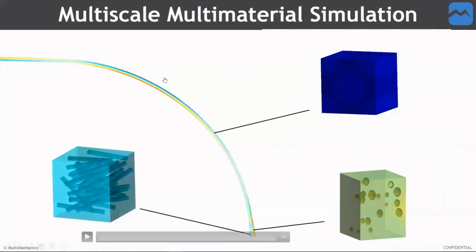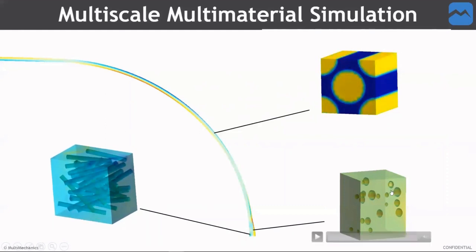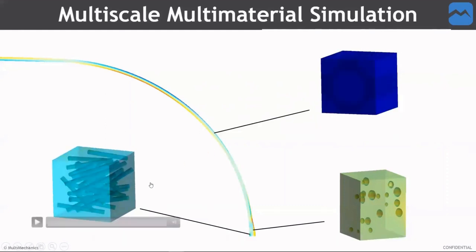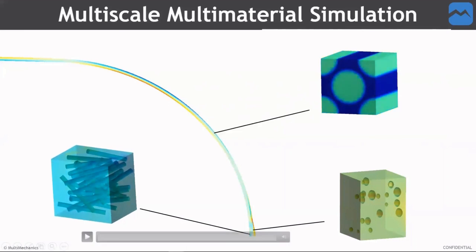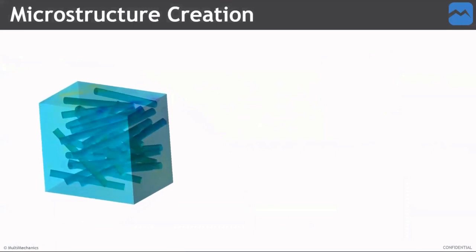The next stage, I'm going to walk you through how to create a microstructure by going through these three different microstructures and take you from simply creating a basic microstructure to adding more intricate material properties and damage criteria. So this will be our first example that we'll walk through today.